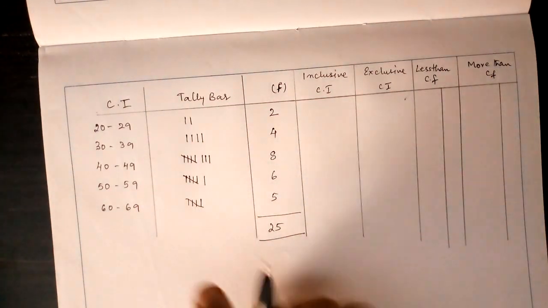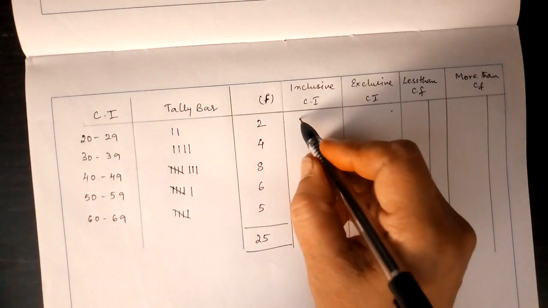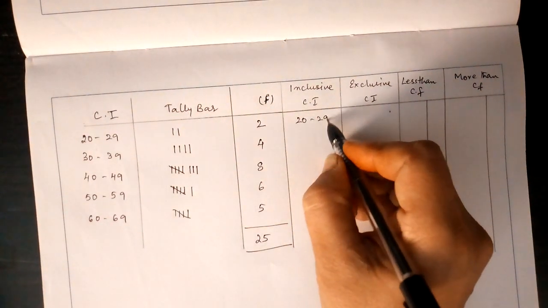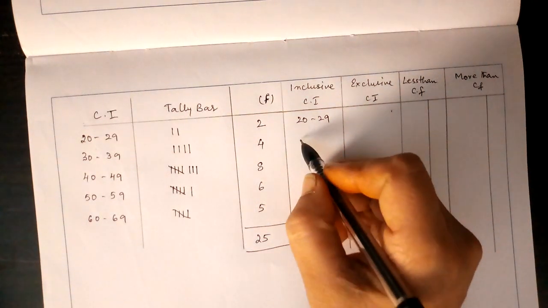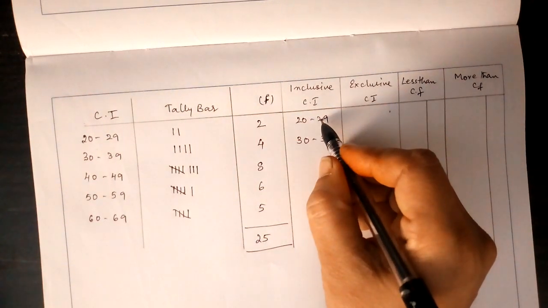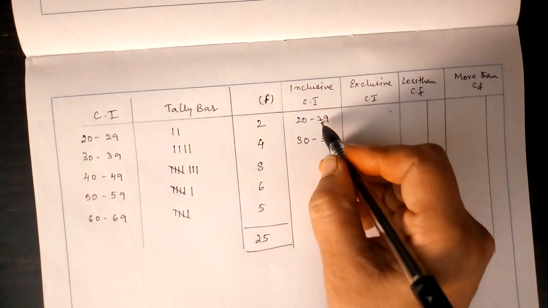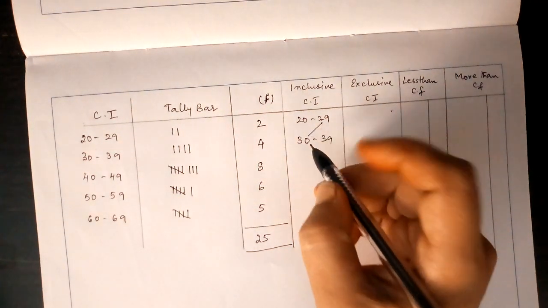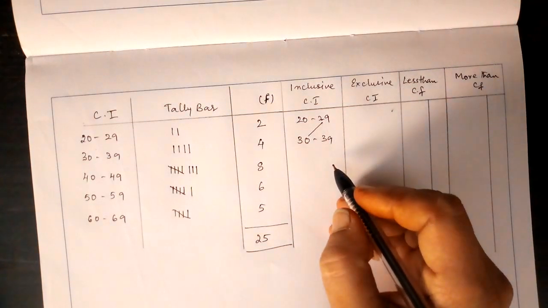We already wrote the inclusive class interval, so let's write down the exclusive class interval. If inclusive is 20 to 29, what should we do for exclusive? You must find the difference between the upper limit of the previous class and the lower limit of the next class. These two. What is the difference? 1. 1 by 2 is equal to 0.5.